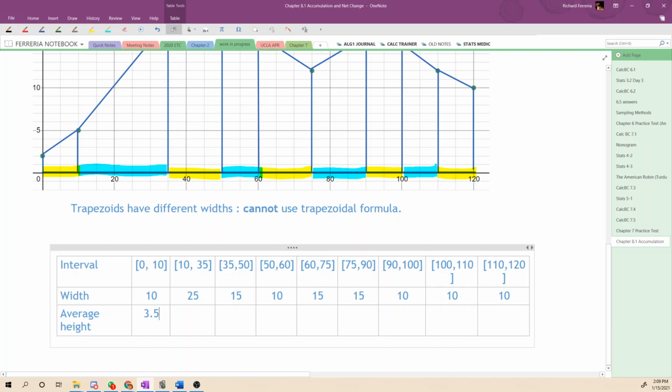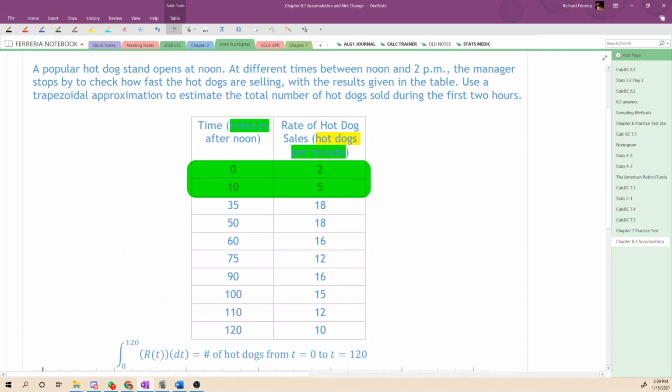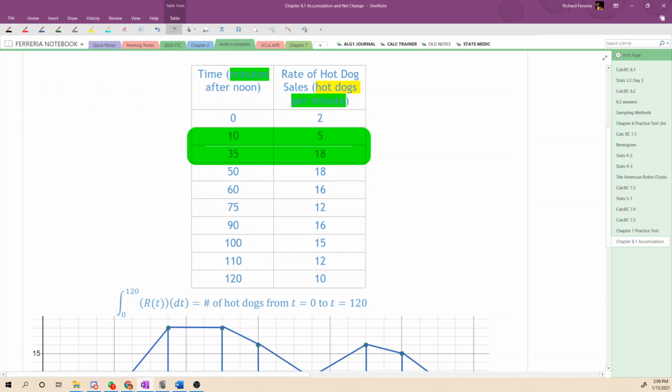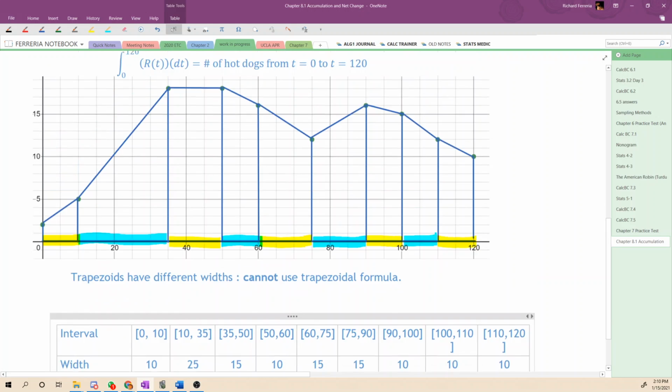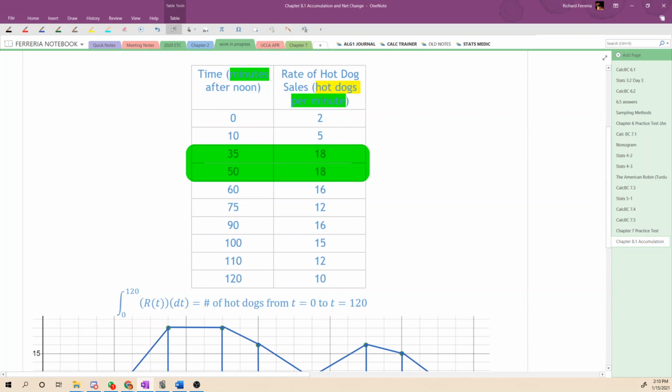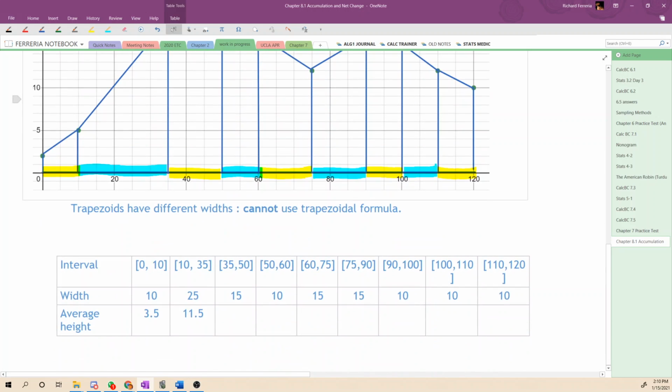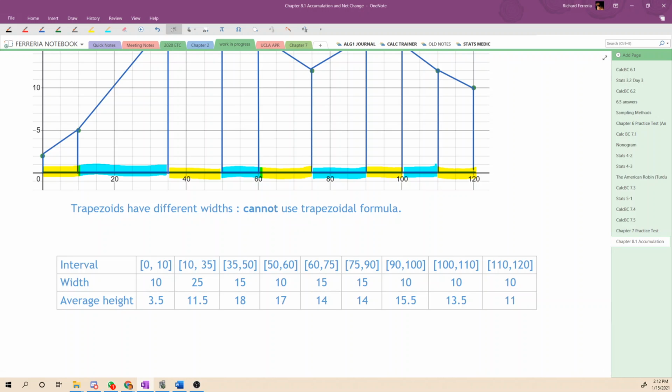And we're going to proceed along the same pathway for each one of the intervals. That next interval is from 10 to 35, so I need to find the average of 5 and 18. That's 11.5. And then we'll go on to the next one. The average of 18 and 18 is 18. So we put an 18 in the chart until we have all the heights in our table.